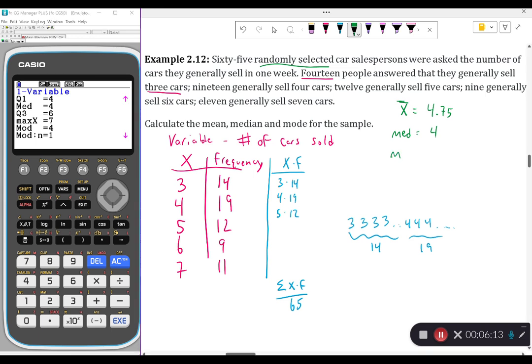Now again, the variable is number of cars sold. So if we're trying to calculate the mean, median, and mode for this example, we're trying to find the number of cars sold. In this case, the mode is the value that has the highest frequency, which is 4.